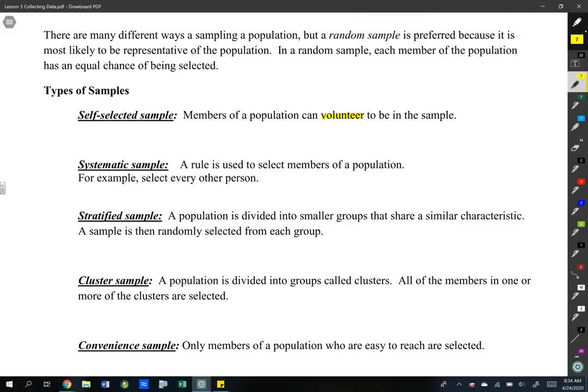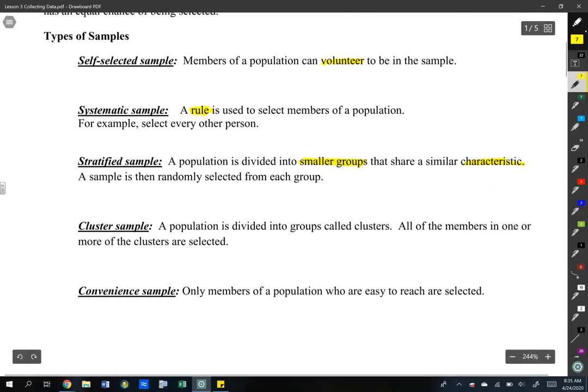In a systematic sample, a rule is used to select members of a population. For example, we would select every other person. So let's highlight the word rule. In a stratified sample, a population is divided into smaller groups that share a similar characteristic. So let's highlight smaller groups and characteristic. A sample is then randomly selected from each group. So that's a stratified sample.